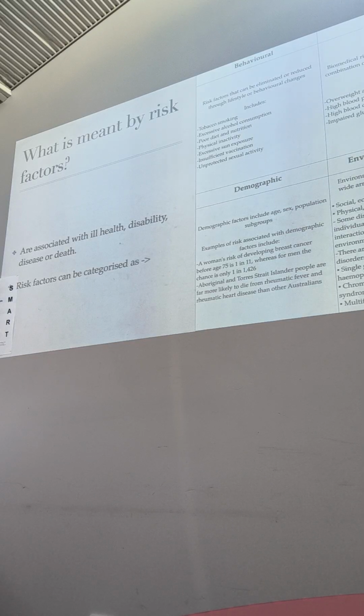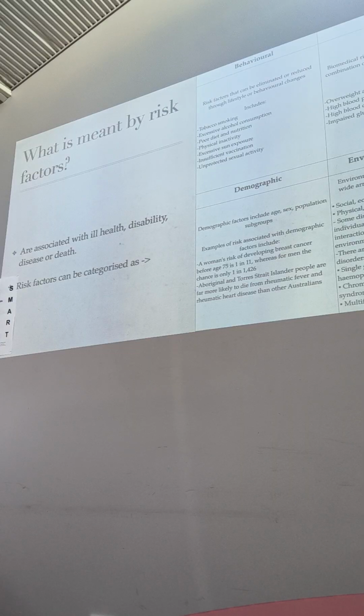So a woman's risk of developing breast cancer before age 75 is 1 in 11, whereas for men it is 1 in 1,426. Obviously women have breasts, but men do get it too, just at a lower rate. And I know, right? What the hell? And then Aboriginal and Torres Strait Islanders are more likely to die from rheumatic fever and rheumatic heart disease than other Australians. So it's something in their DNA too. And they can't even drink alcohol because it affects them really differently.